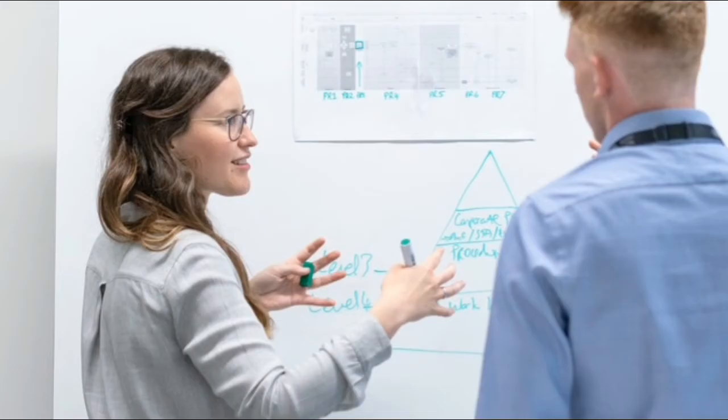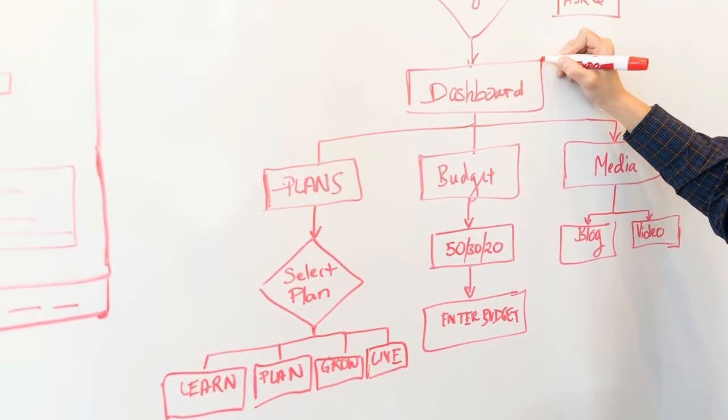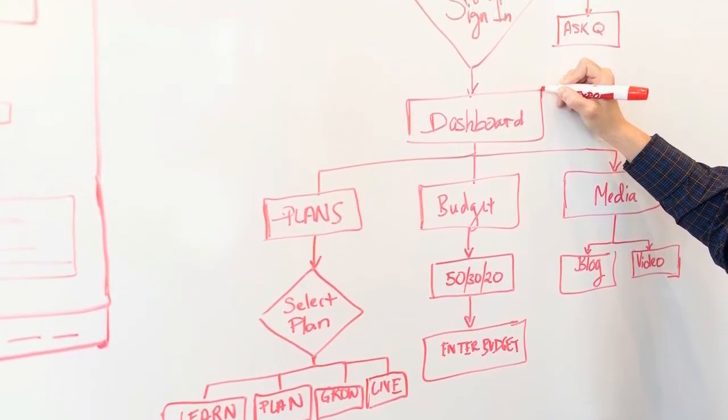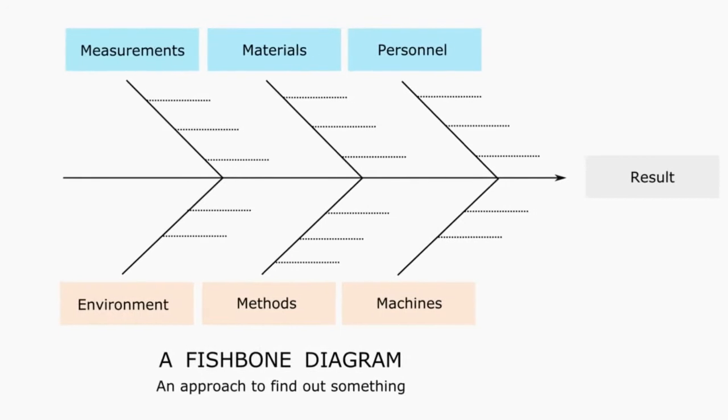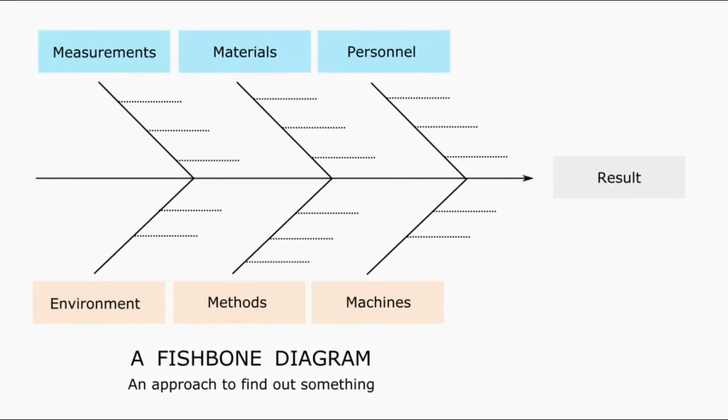Fishbone diagram is one of the best techniques used in root cause analysis. The diagram is named after Dr. Kaoru Ishikawa, University of Tokyo in 1943, who first developed and used fishbone diagram.